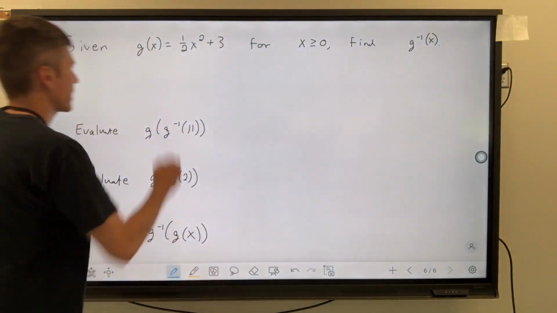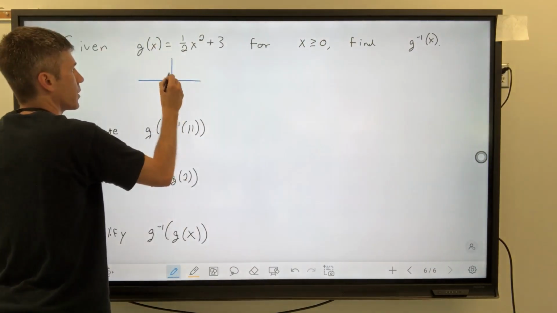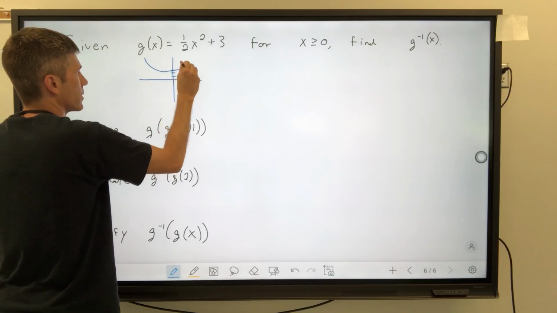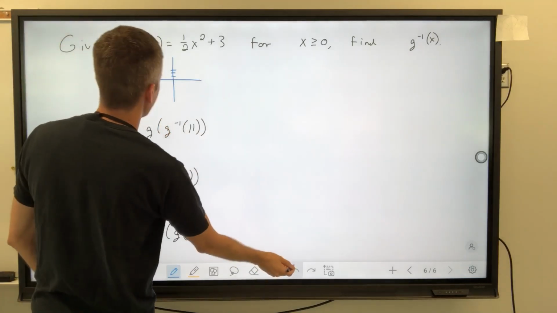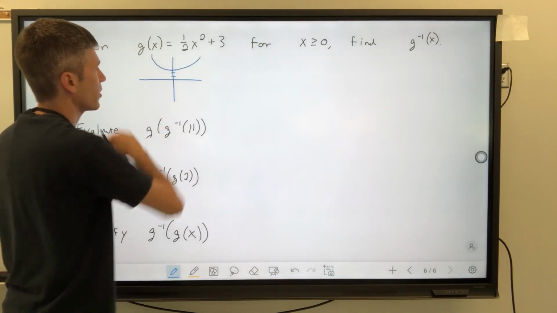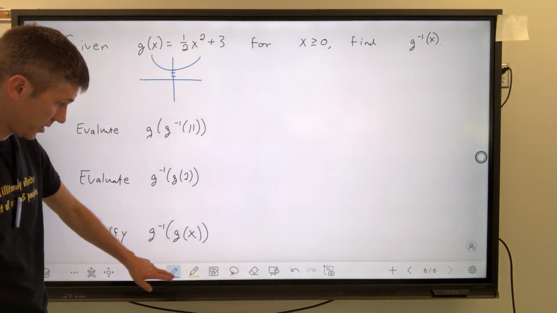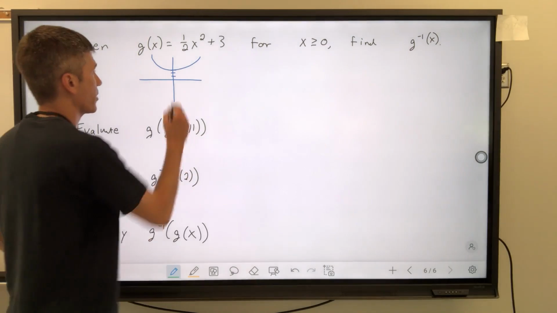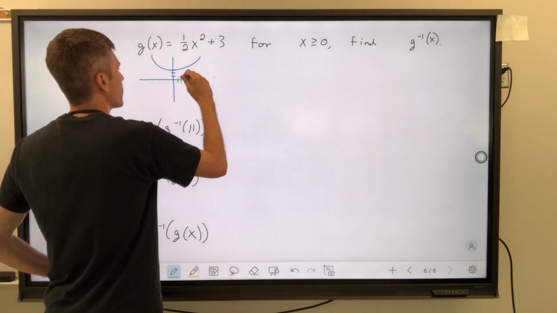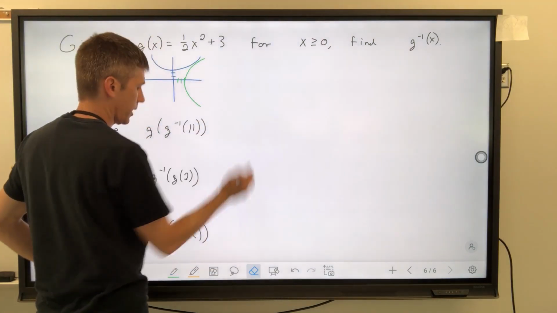Let me show you what this looks like graphically. This function, ignoring the rest of this, would look like this a little bit. That side's off, but okay. So it would look like that. And its inverse, if we truly just switched all the x and y values, would look like that. Let's get that one point out of the way there.